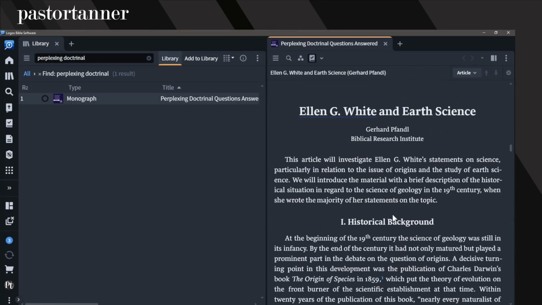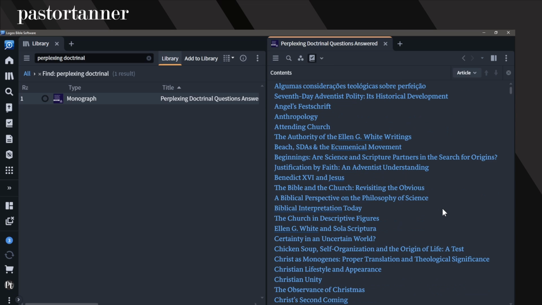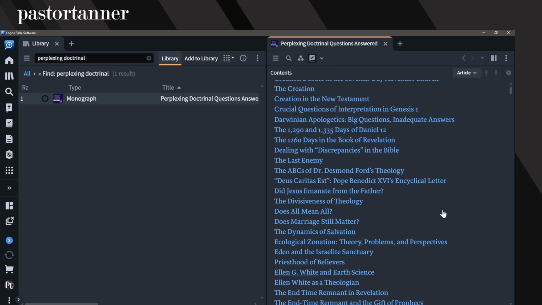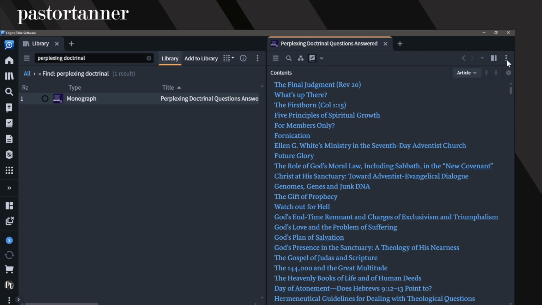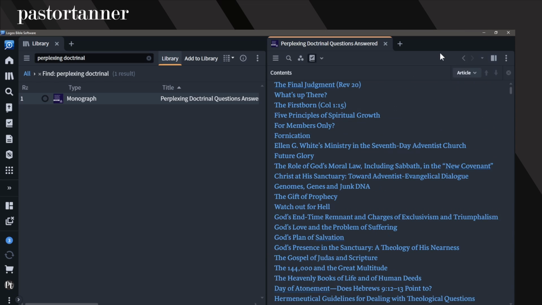Good addition. For existing users who are upgrading, you're getting a couple of cool additions here. First, you're getting the Perplexing Doctrinal Questions Answered, and this comes out of the Biblical Research Institute. This was previously only offered in Gold, so the fact that you can get this at SDA Starter is really neat, and it's really going to help you to shore up a lot of those questions you're being asked as a Seventh-day Adventist.